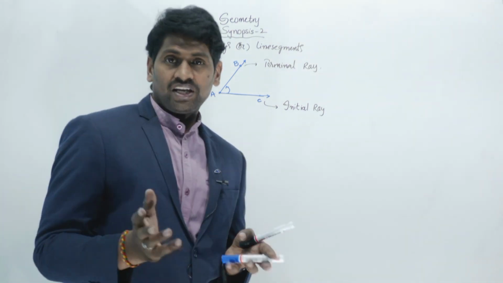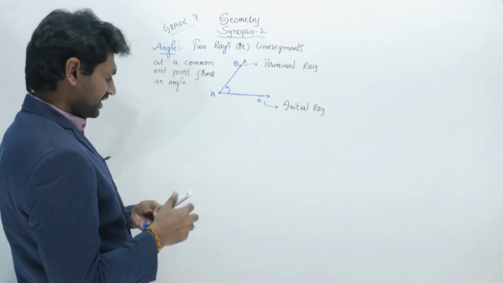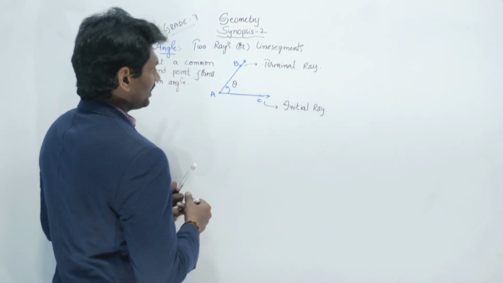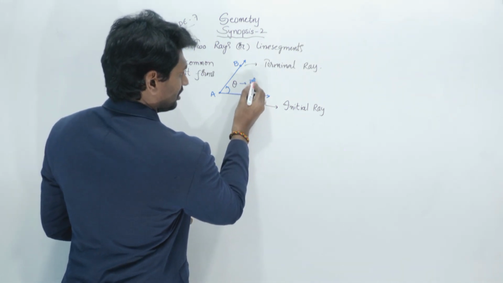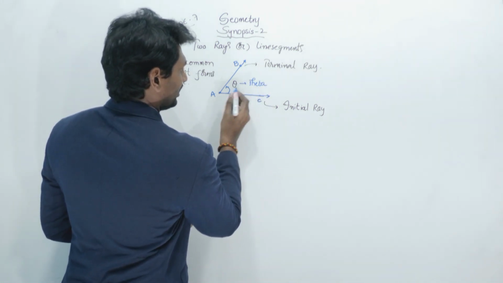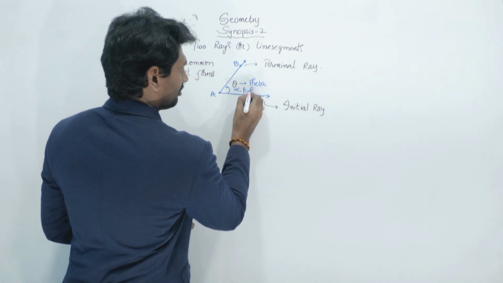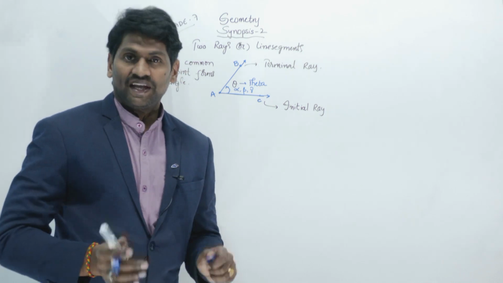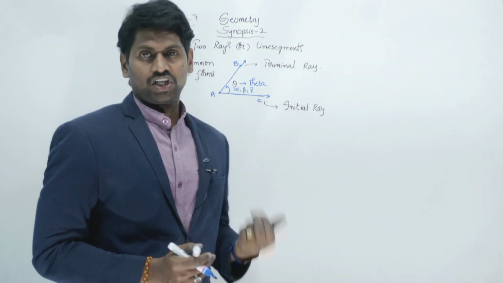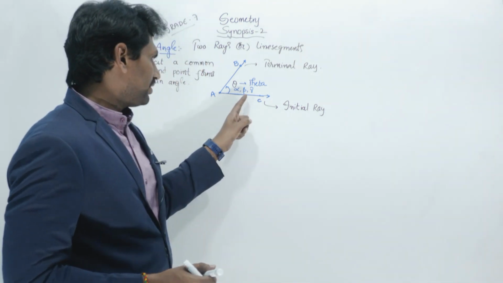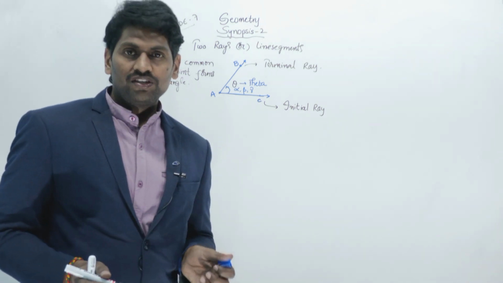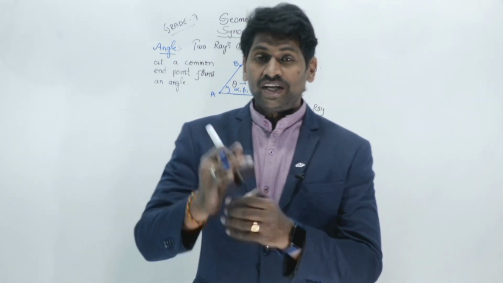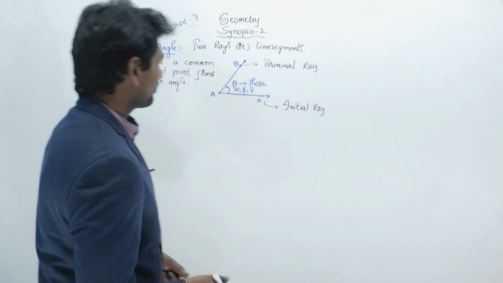Usually we denote the angle with the symbol theta. Theta, alpha, beta, gamma, we use these symbols for representing an angle. Clear? So what is an angle? Two rays or line segments at a common endpoint form an angle.